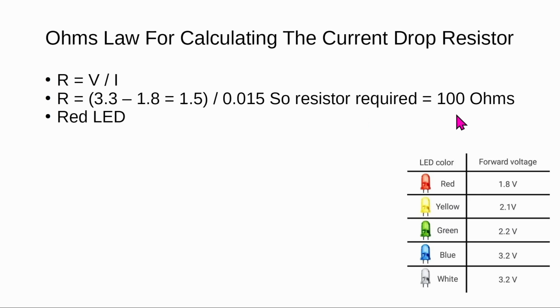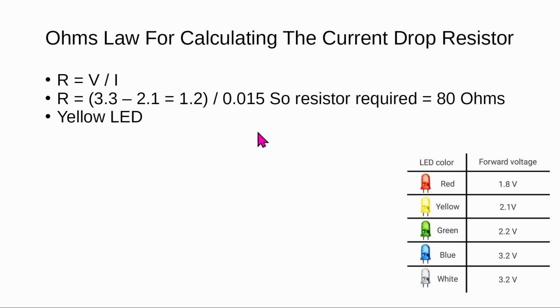a red LED. For a yellow LED, you can see we've still got the same voltage for the ESP32, but the forward voltage for the LED is 2.1, so this time we need a drop of 1.2 volts, keeping the same value for the 15 milliamps, and we start seeing 80 ohms.